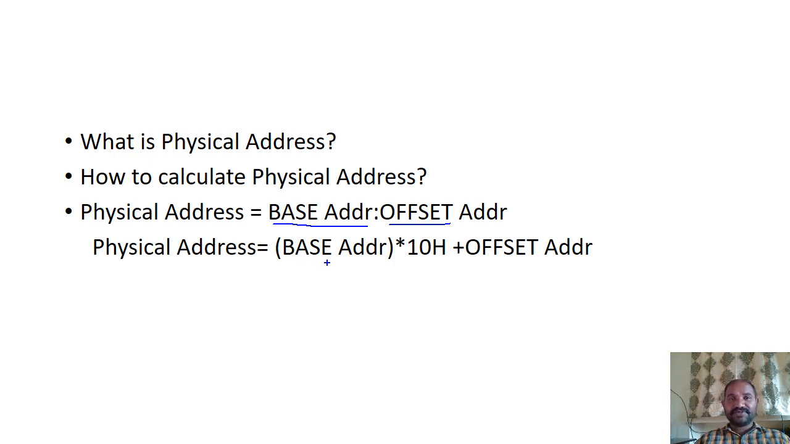For example, a microprocessor wants to perform a read or write operation with respect to the code segment. It uses the CS register value and the IP register value. It multiplies the CS register value, the base address of the code segment, with 10H. To the result of this multiplication, the offset address is added.